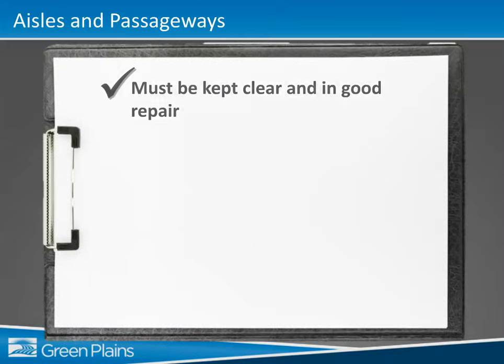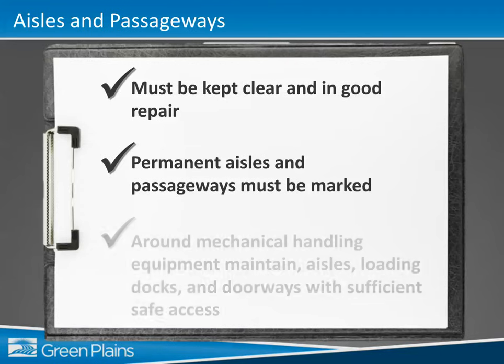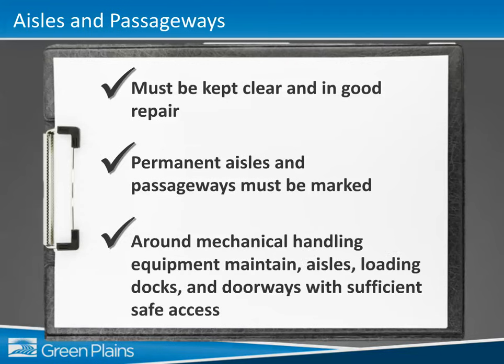Aisles and passageways must be kept clear and in good repair. Permanent aisles and passageways must be marked to ensure nothing is stored or placed in them. Where mechanical equipment, such as forklifts, are used, aisles, loading docks, and doorways must be maintained with sufficient safe access.